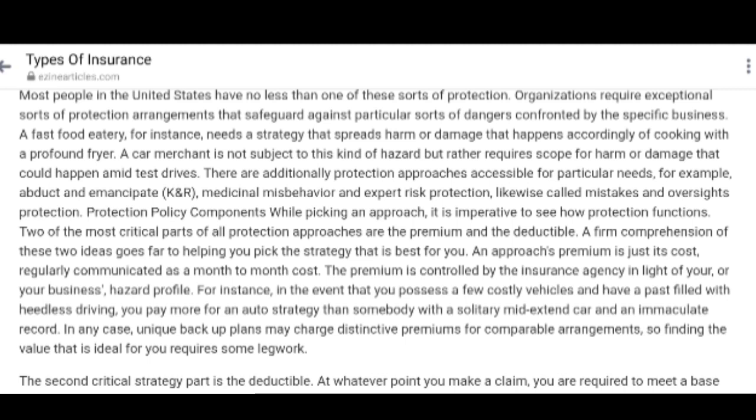A policy premium is simply its cost, often expressed as a monthly cost. The premium is determined by the insurance company based on your personal or business risk profile. For instance, if you own several expensive vehicles and have a history of reckless driving, you pay more for an auto policy than someone with a single, mid-priced car and an immaculate record. However, different insurers may charge different premiums for comparable policies, so finding the price that is right for you requires some legwork.